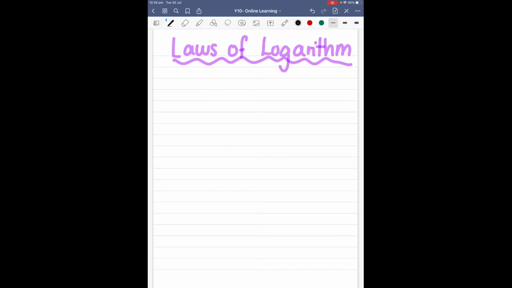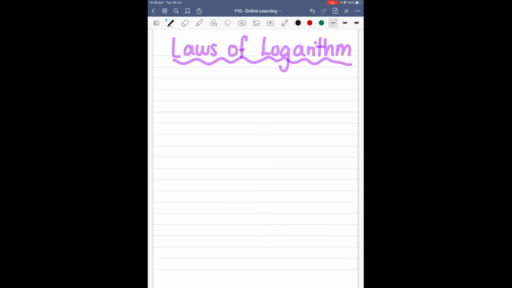Today what we're going to do is laws of logarithms. Within these logarithm laws there are 6 different types of laws which you need to know, and I'm going to show you the ways in which I interpret and remember them.